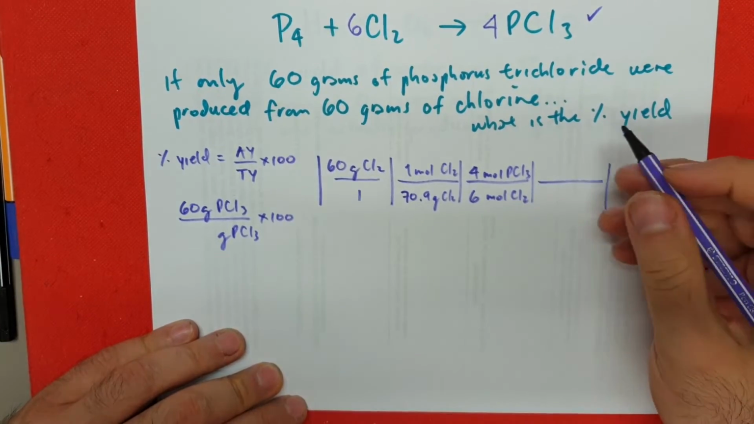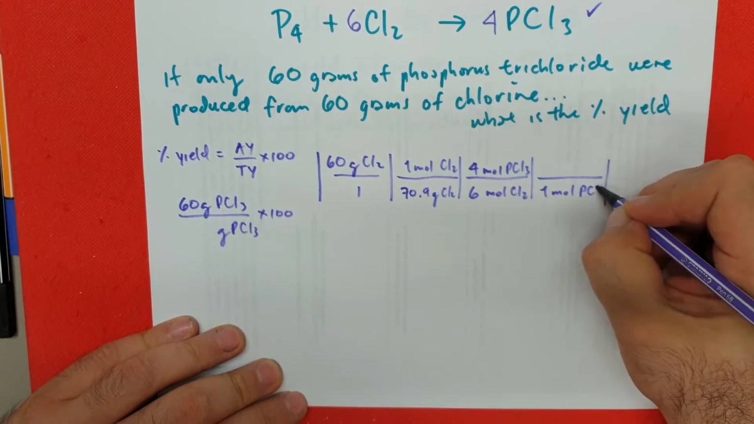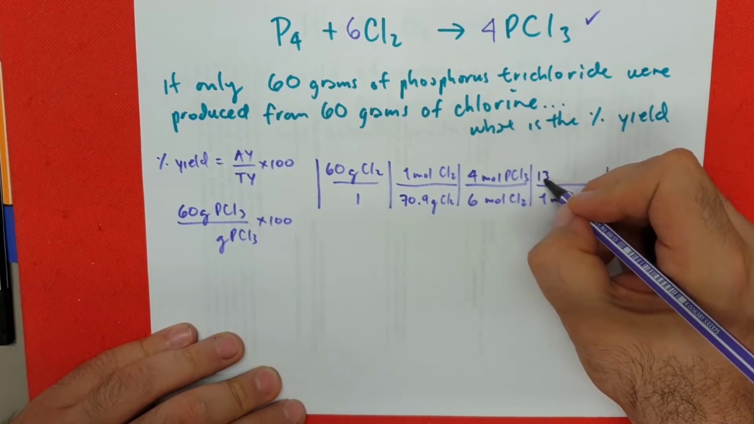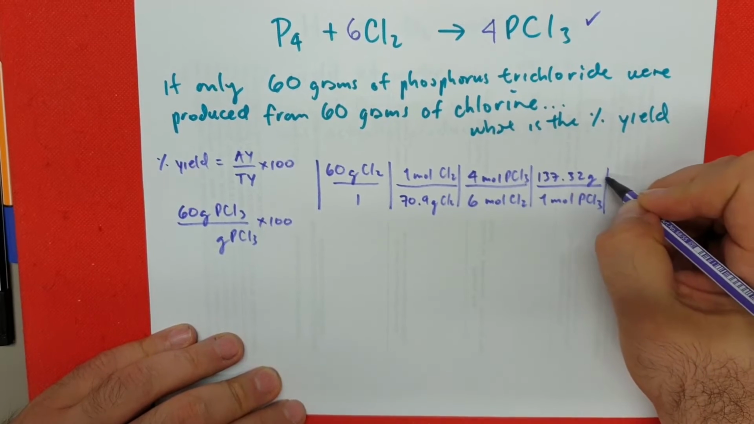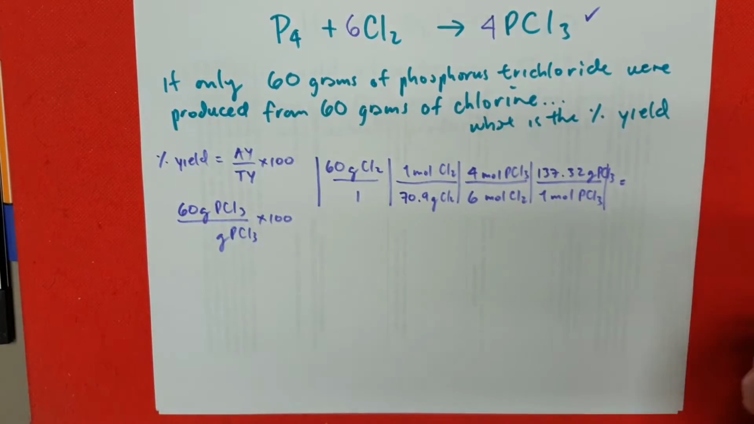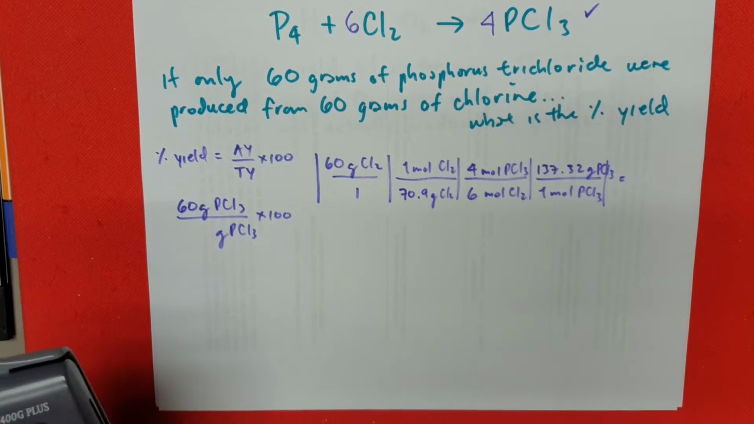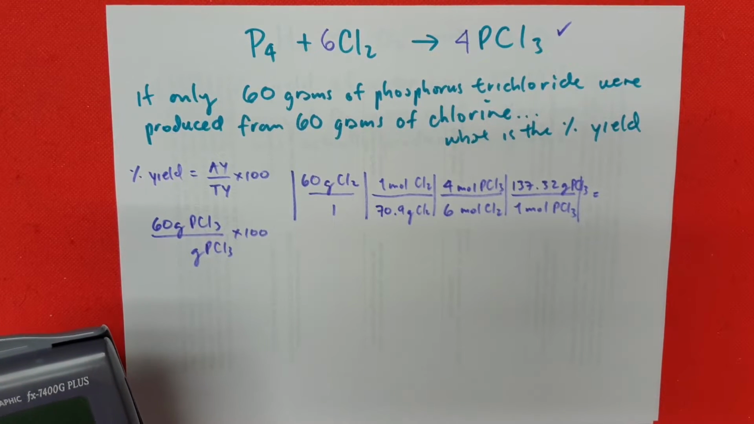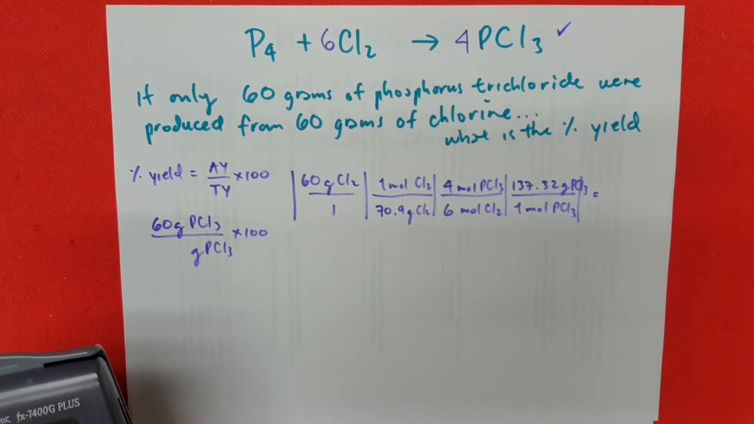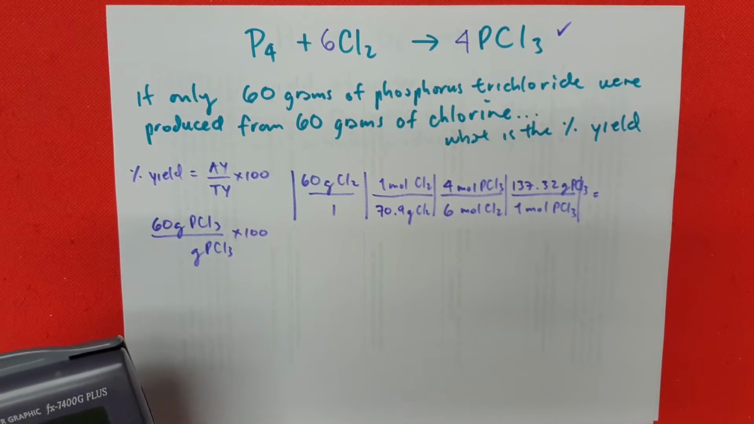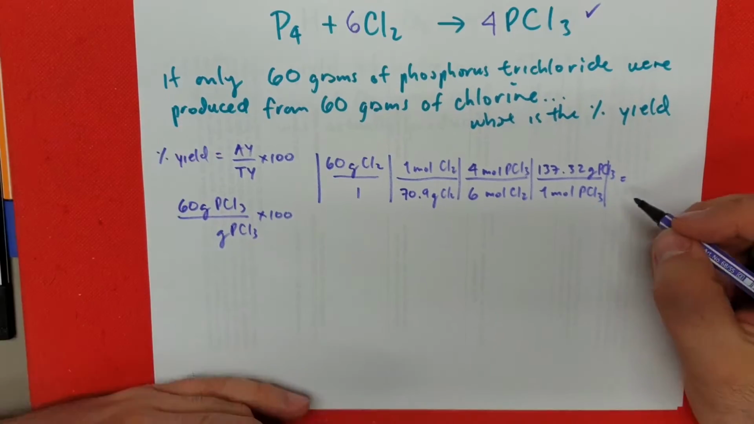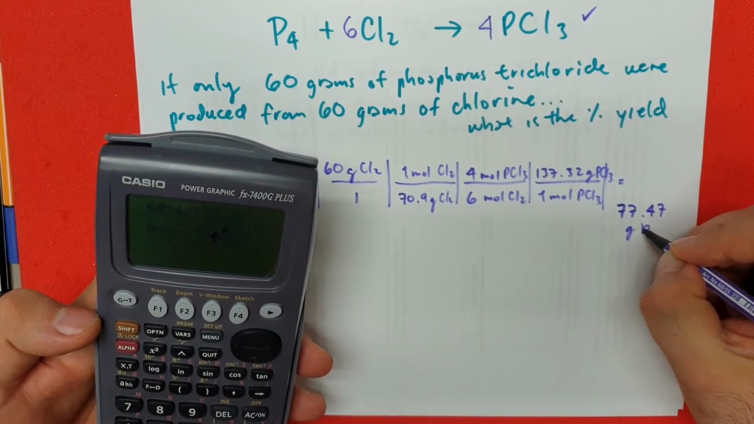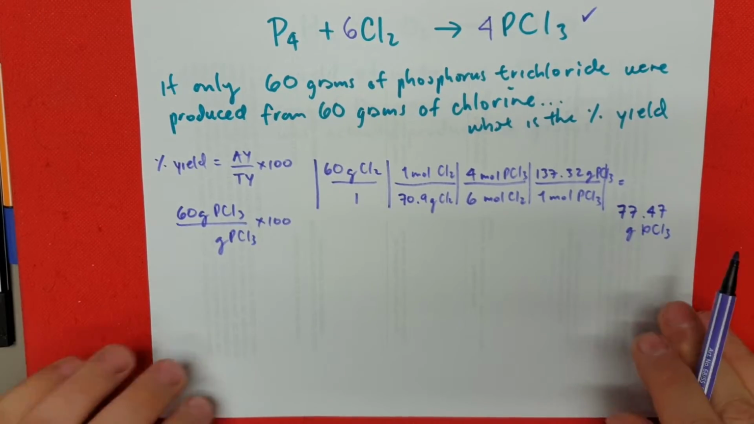And my last step is to calculate the molar mass of phosphorus trichloride, which is, if I add up 3 atoms of chlorine and 1 of phosphorus, gives me 137.32 grams of phosphorus trichloride. So right now with this number, what we did is we calculated the theoretical yield from the chlorine: 60 times 4 times 137.32 divided by 70.9 times 6. And that gives me a grand total of, rounded up, 77.47 grams of phosphorus trichloride. So in this case, this is my theoretical yield.